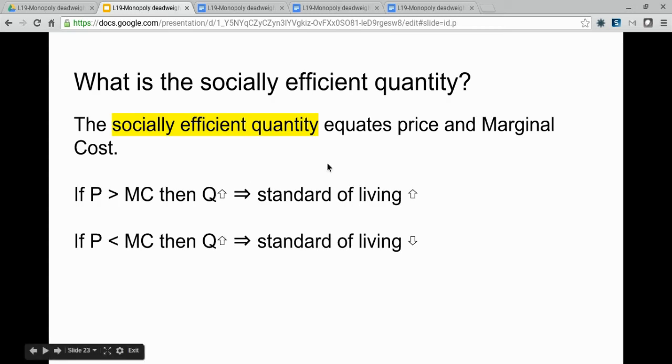The socially efficient quantity equates price and marginal cost. When price is greater than marginal cost, then an increase in output raises our standard of living because the value of the extra amount produced is greater than the value of the goods and services foregone. When price is less than marginal cost, then an increase in output reduces our standard of living because the value of the extra output produced is less than the value of the goods and services foregone.